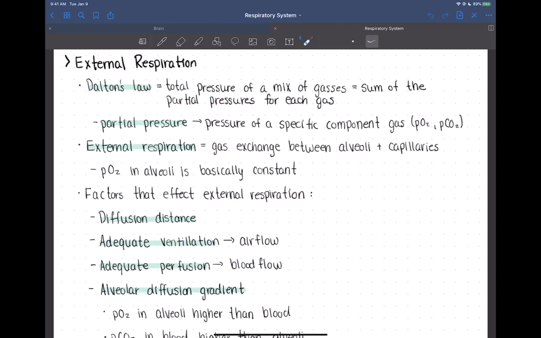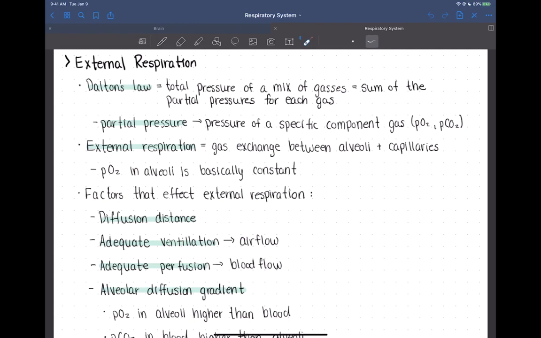So, for example, the air we breathe, our atmospheric air, has multiple gases in it, including carbon dioxide and oxygen. Oxygen would have its own partial pressure, which we mark as PO2. That's the partial pressure of oxygen, just the pressure for that specific component gas. And then the partial pressure of carbon dioxide would be its own separate pressure.